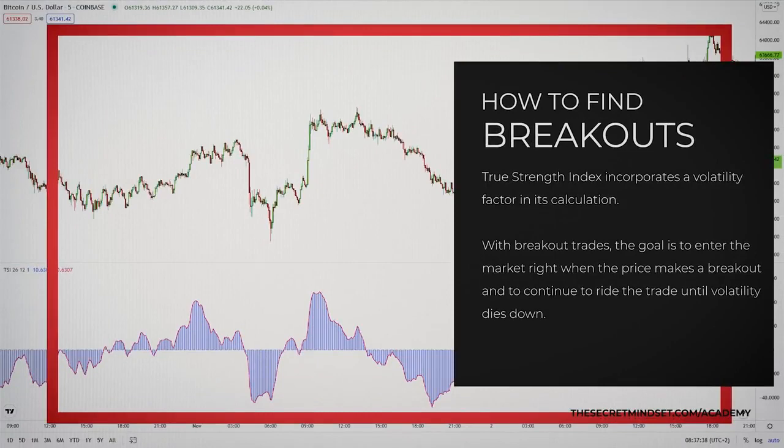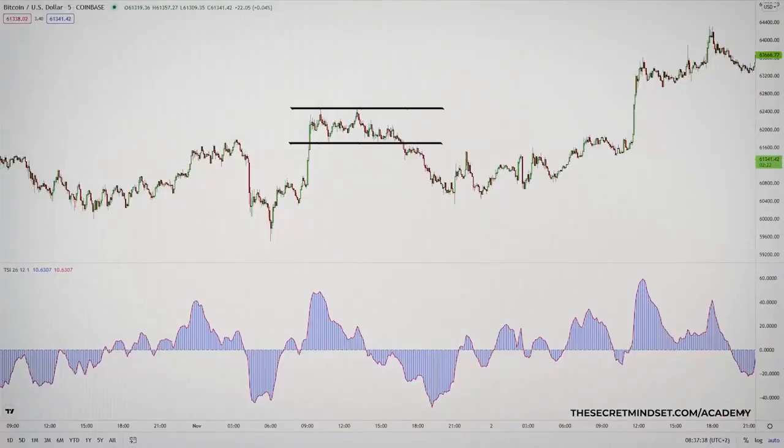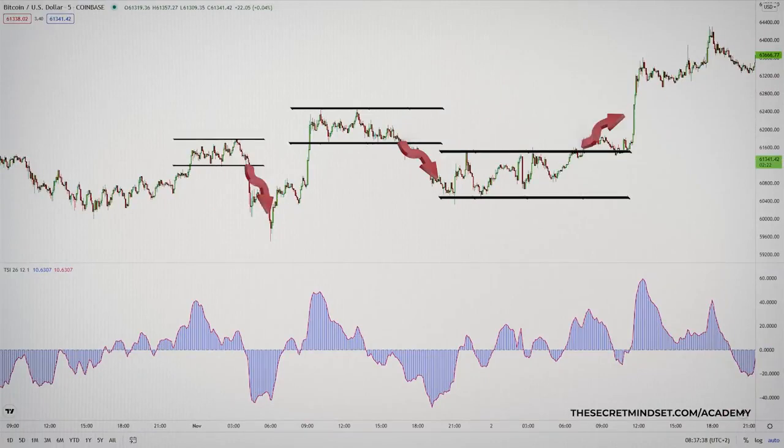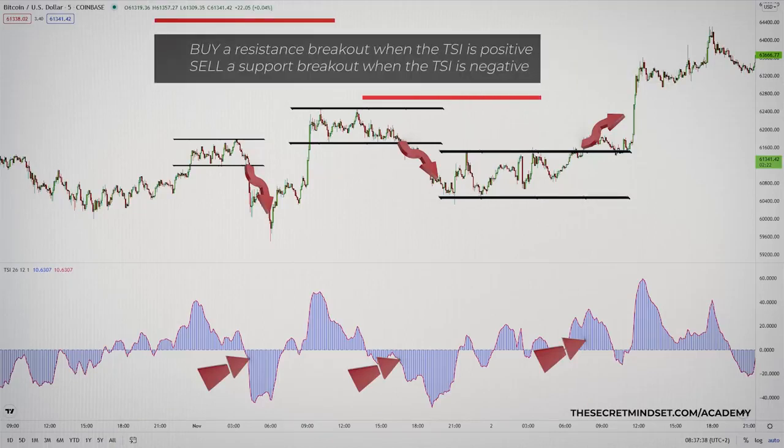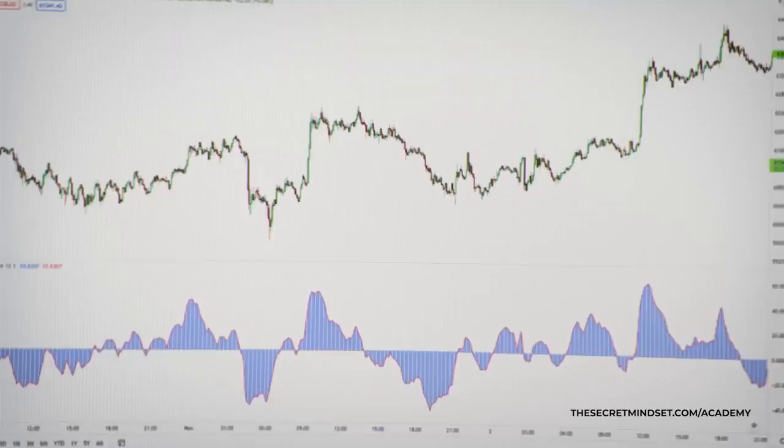With breakout trades, the goal is to enter the market right when the price makes a breakout and to continue to ride the trade until volatility dies down. That's why we use the True Strength Index, because it incorporates volatility in its calculation. The goal here is to use the volatility to our advantage. We'll search for breakouts and we'll confirm them with the bullish or bearish momentum indicated by the True Strength Index. The trade plan is to buy a resistance breakout when the TSI is positive and to sell a support breakout when the TSI is negative.